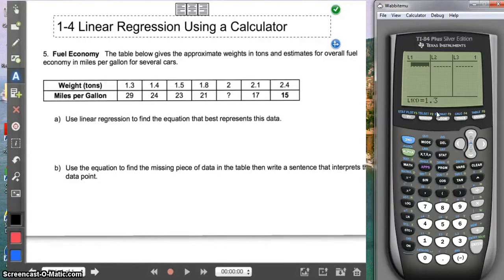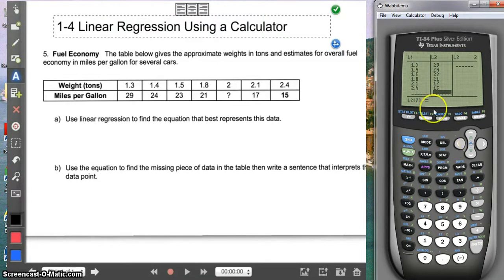1.3, enter 1.4, 1.5, 1.8. I'm going to skip 2 since I don't have a Y value for that. So 2.1 and 2.4. Then I move on to L2, which is my Y value, and again I enter the values given, 29, 24, 23, 21. I skip Y, this one, so 17 and 15.